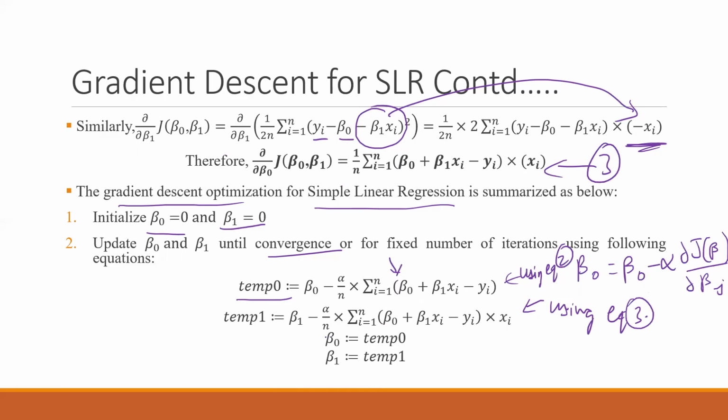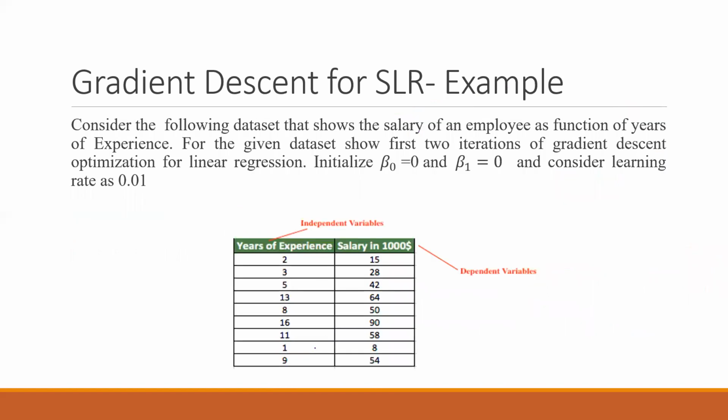So here beta naught and beta 1 have been taken as temp 0 and temp 1, and let's solve the numerical using these things now. Consider the following data set that shows the salary of an employee as a function of years of experience. For the given data set, show the first two iterations of gradient descent optimization for linear regression, where we initialize beta naught and beta 1 as 0, and the learning rate is 0.01. So alpha is 0.01 and beta naught and beta 1 are 0.